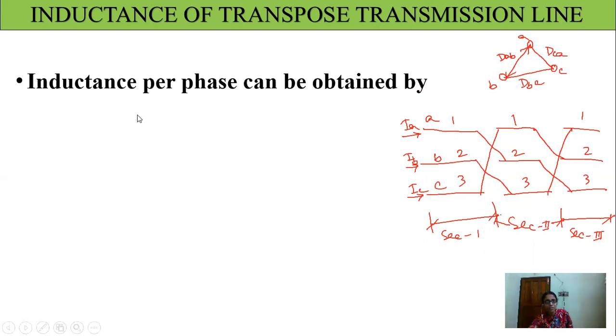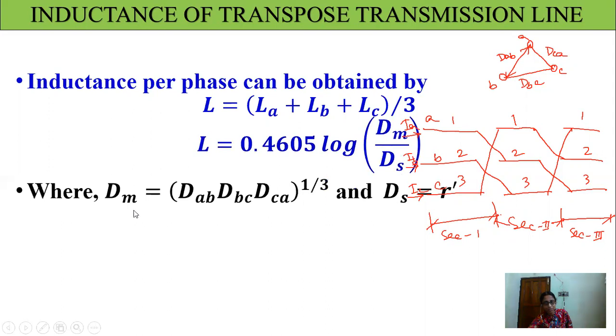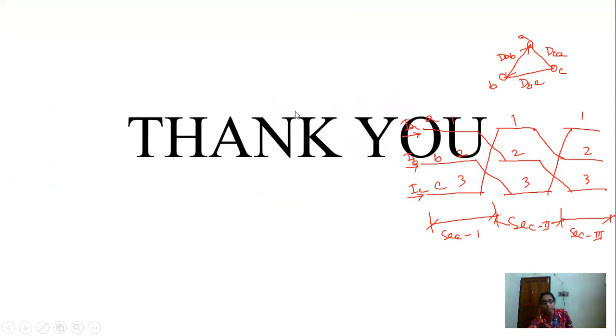And what is happening here? The inductance per phase can be obtained by taking the average of the inductances of all three phases: L equals LA plus LB plus LC divided by 3. And here L equals 0.4605 log Dm by Ds, where Dm is the mutual GMD and Ds is the self GMD. Dm equals (DAB DBC DCA) to the power 1/3, and Ds equals the fictitious radius. If the actual radius of the conductor is r, then the self part will be r dash. And that's all about today's session.